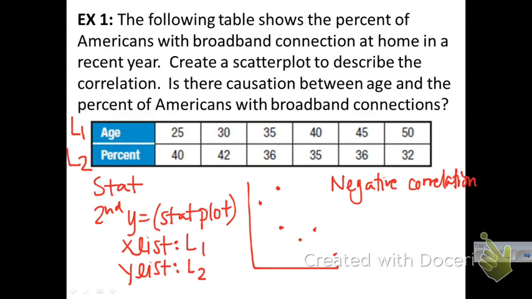Okay, then the next question says, is there causation? So does your age cause the percentage of Americans with broadband connections? And we can say no. There is no causation between age and percent of Americans with broadband connections.